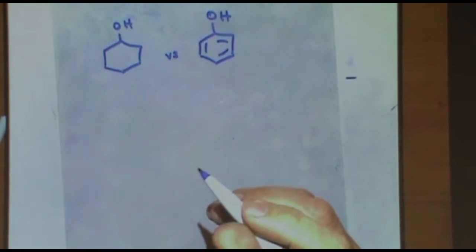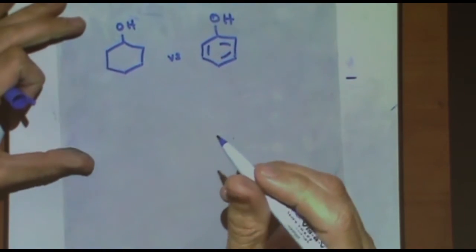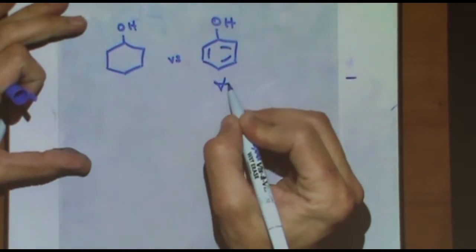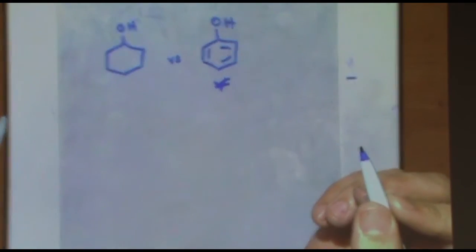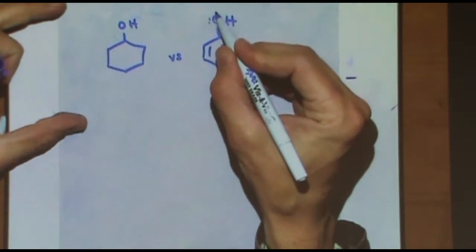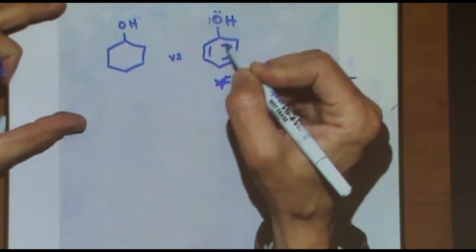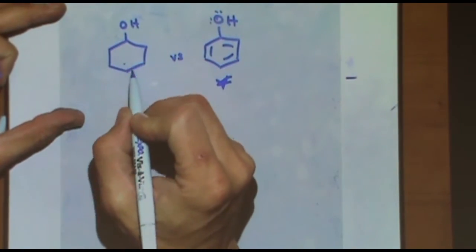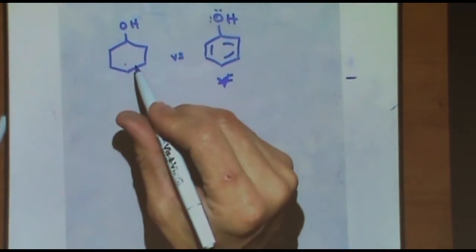Right or left? Stronger acid. The one on the right here, I'll put a star by it. Why? It's going to have resonance. When you lose that hydrogen, it'll have resonance within here. This has no double bonds. It's just sp3 carbons on the left-hand side.